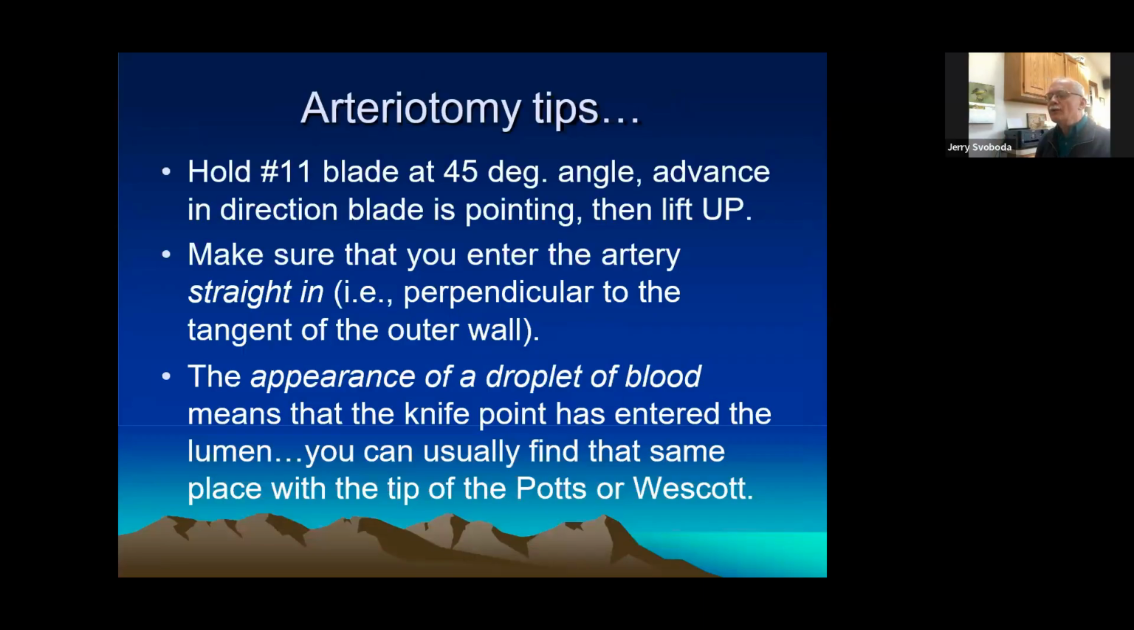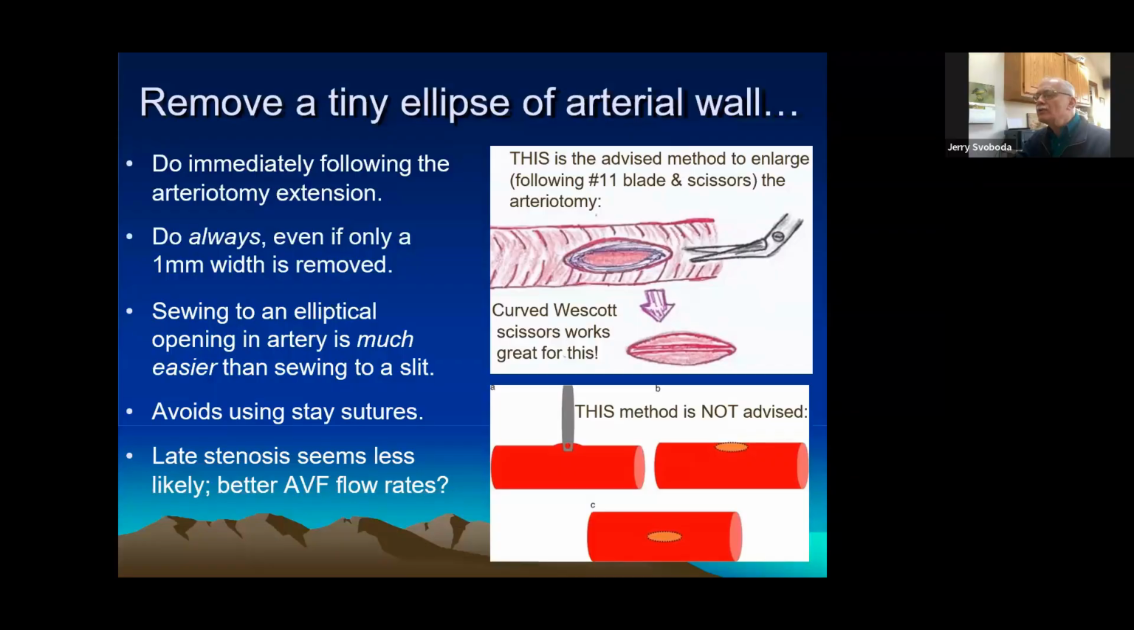You want the knife to be angled 45 degrees relative to the long axis of the vessel. The appearance of a droplet of blood means that the knife has usually entered the lumen. Then you can usually get to that same place with the scissors. The scissors are much less likely to damage the back wall of the artery than the knife is. This method is not always taught, but I like to use the curved tiny scissors, and you'll see this in a minute, to remove a small ellipse of the artery wall. The curved Westcott eye scissors works great for that.